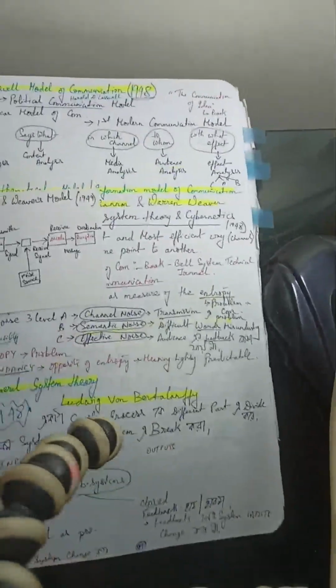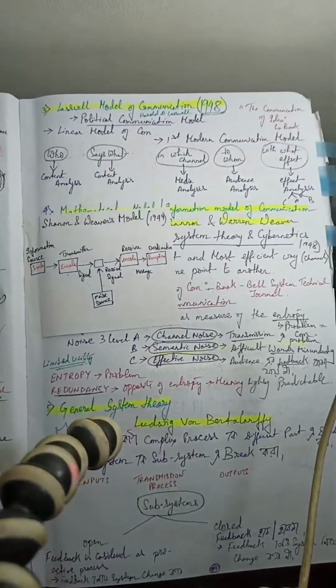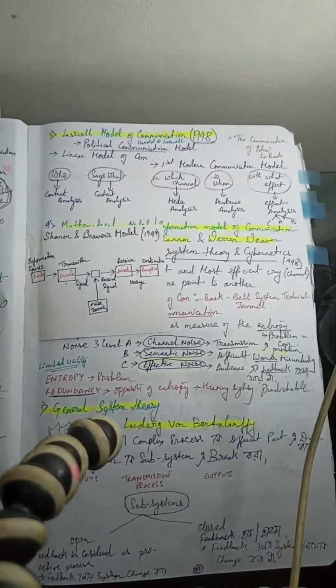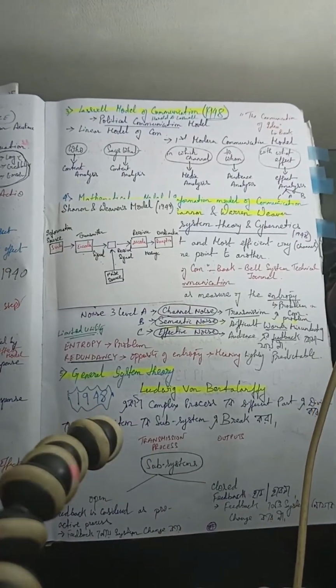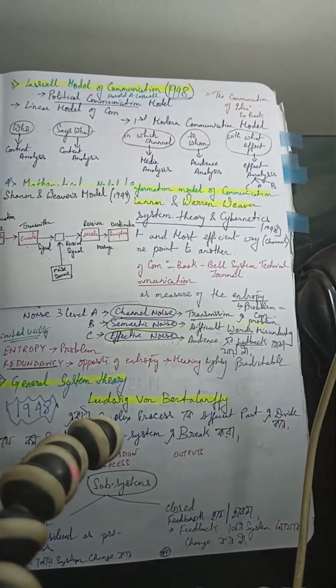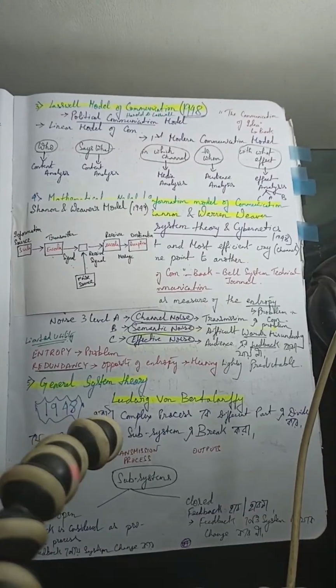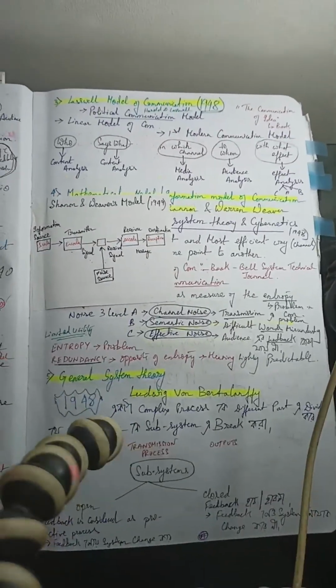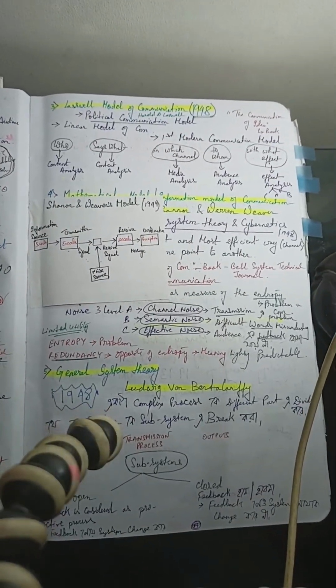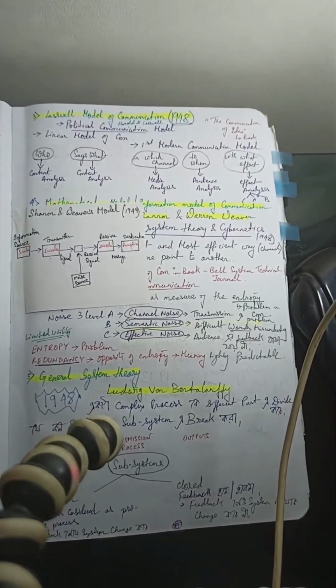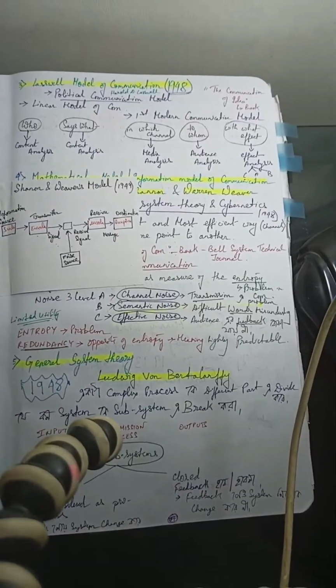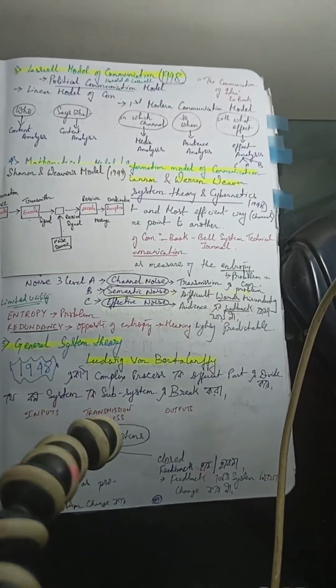Next we have Lasswell's model of communication. It is also known as the political communication model, where it has been said: who says what in which channel to whom with what effect. Who means who is saying the word, that matters. What they are saying, in which channel they are saying, to whom they are saying, and with what effect they are saying, which makes a difference, right?